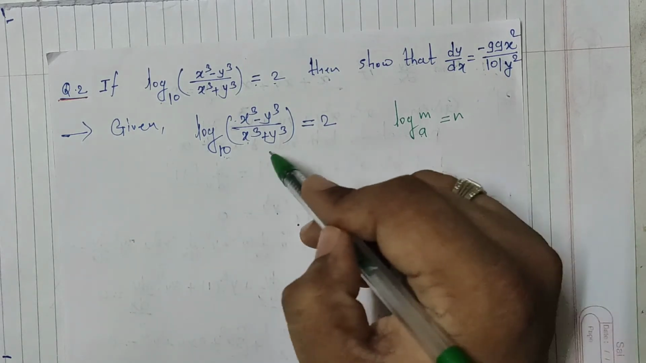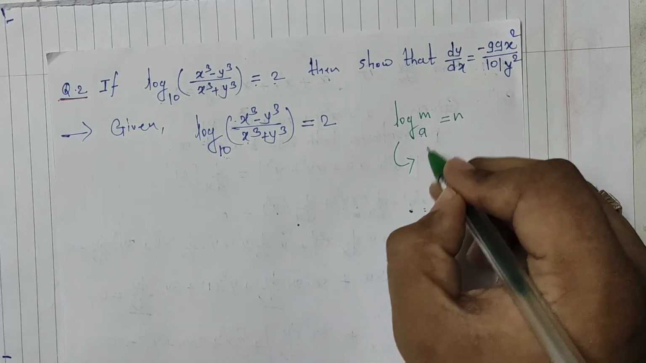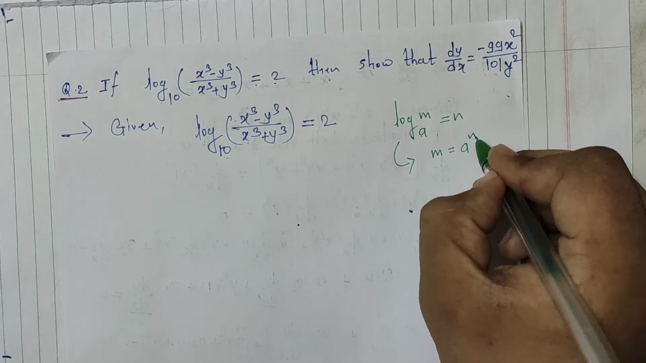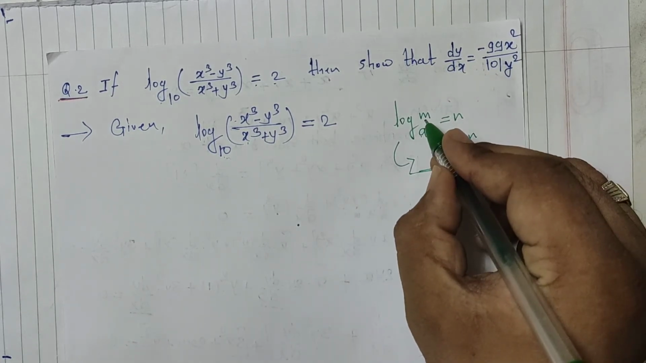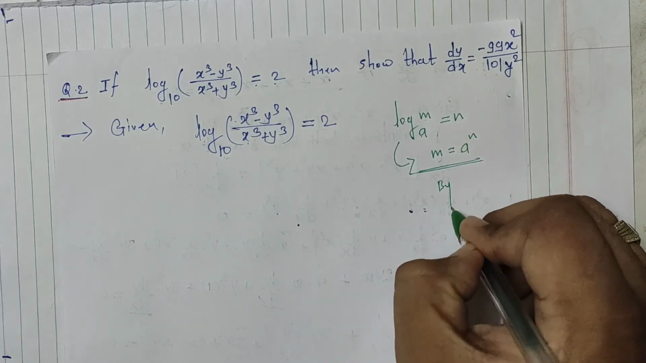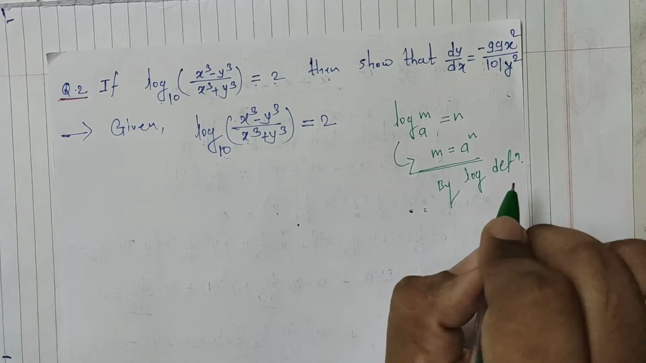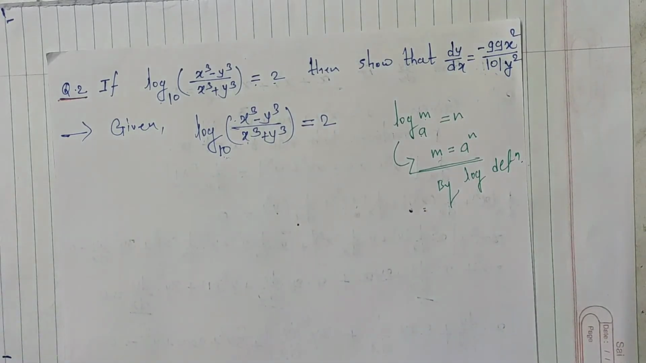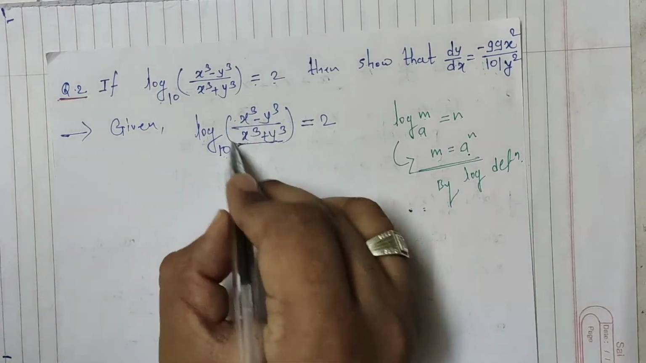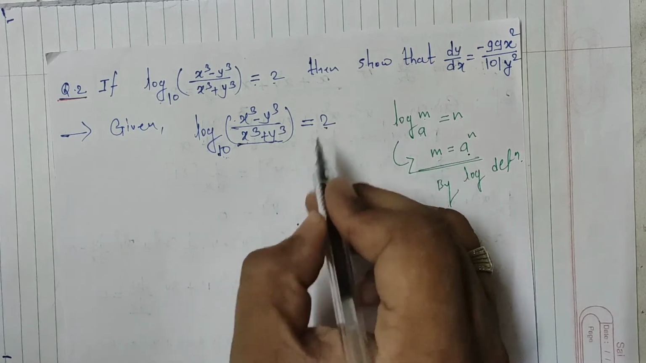So this formula is the same as it is. Which change is possible? We can change m is equal to a raised to n, by which definition? Log definition. Therefore we change it here the same as it is, m raised to n. What is meant by m? M means this term, a means 10 and n means 2.